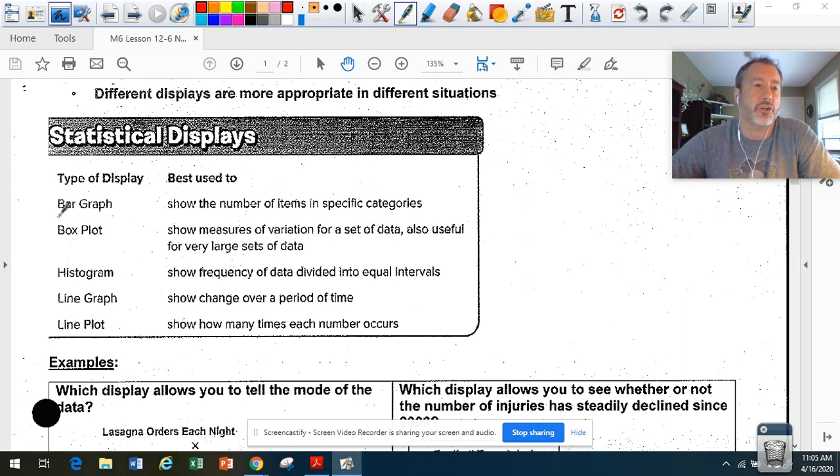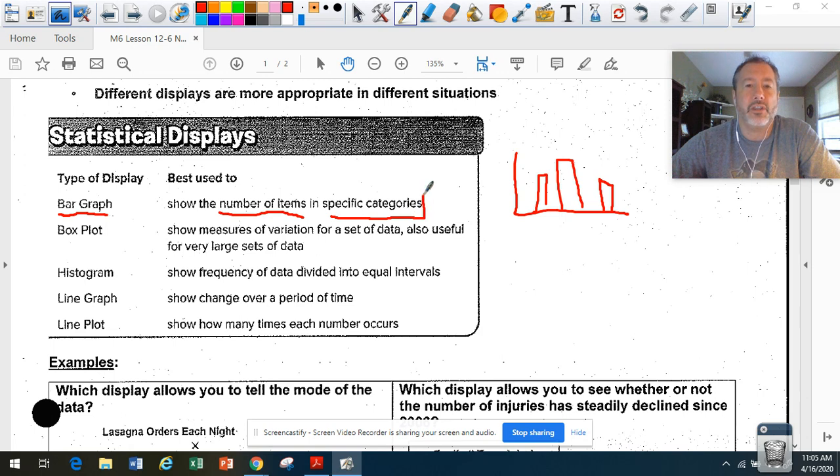So let's look here first. We've got ourselves a bar graph. So as you know what a bar graph is, we're dealing here with quadrant 1 and putting some type of bars in here to give us information on some specific data here. Now, a bar graph shows the number of items in specific categories. So this is going to be key here. If we break things down into specific types of categories, then we'll be using a bar graph.